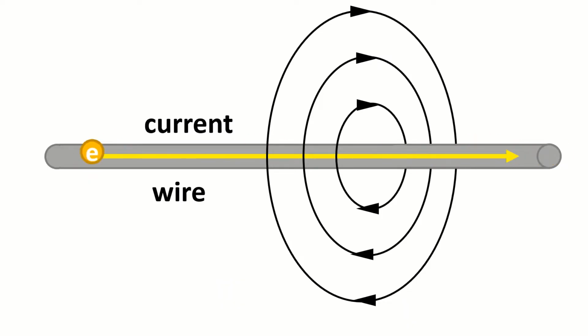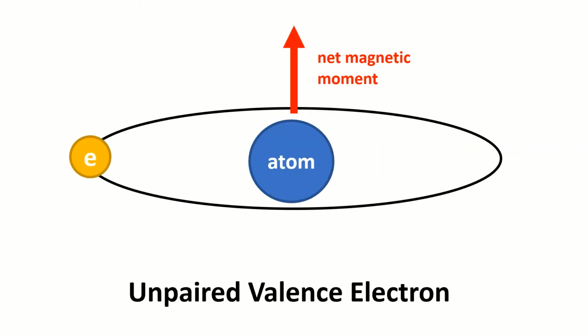Let's take a look at an example where the material is irrelevant, a wire. A wire with an electrical current passing through it produces a magnetic field. This is due to the movement of electrons through the wire. We can apply the same principle to individual atoms. Movement of electrons around the atom produces a magnetic field. We can therefore think of individual atoms as tiny bar magnets. This is a magnetic dipole, also known as a magnetic moment.